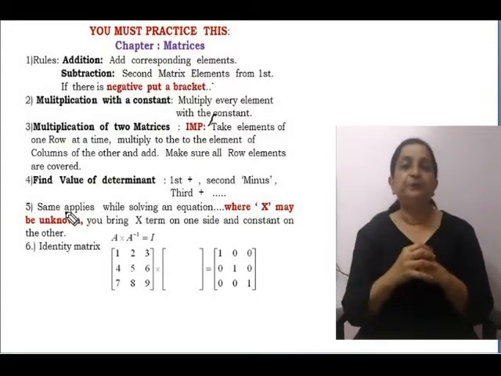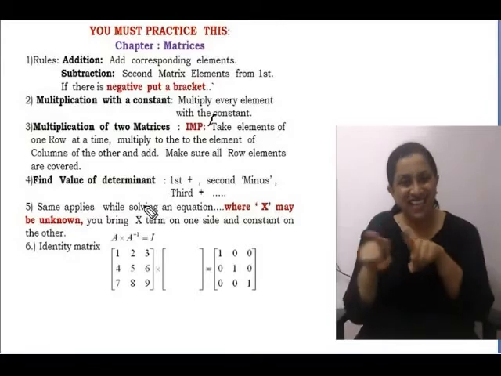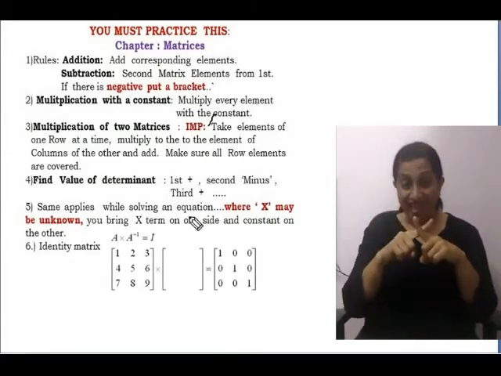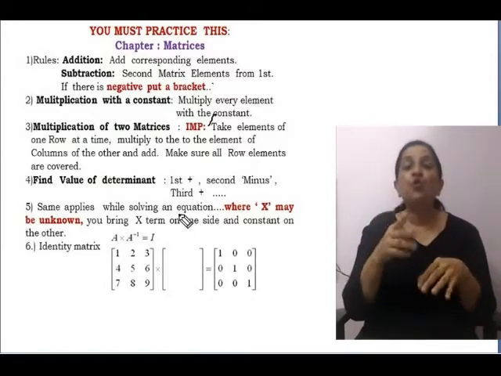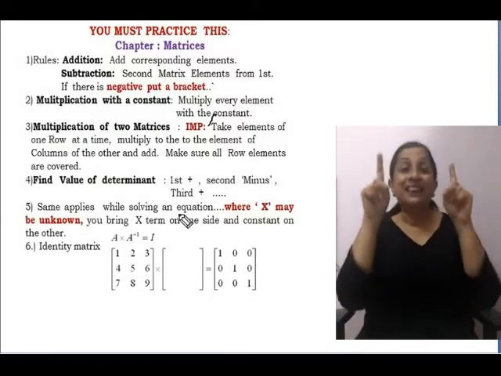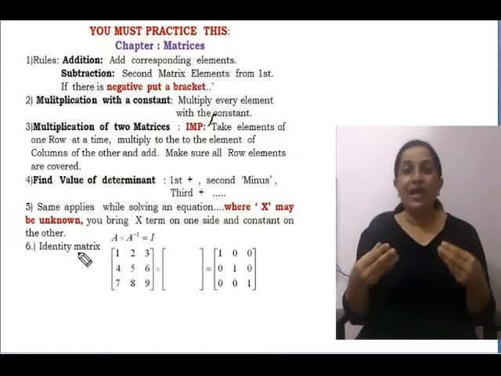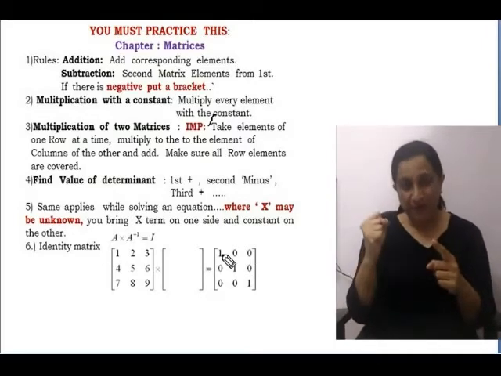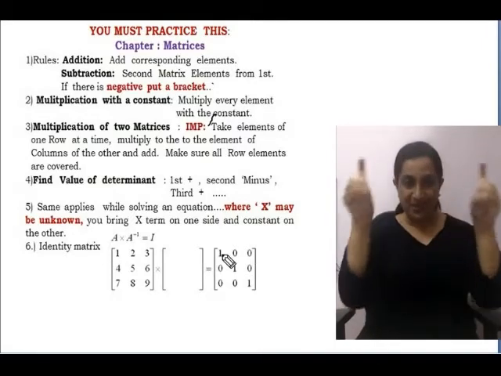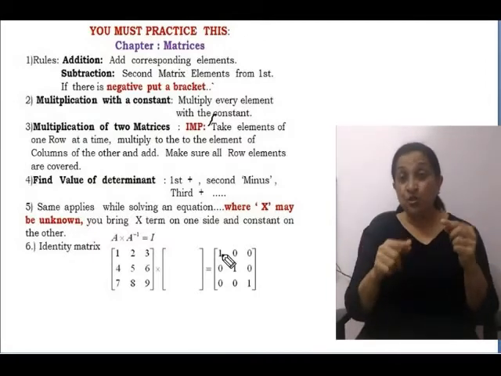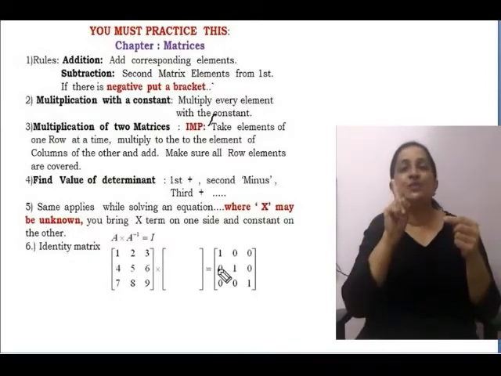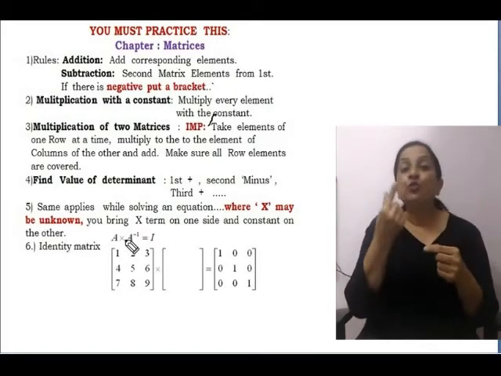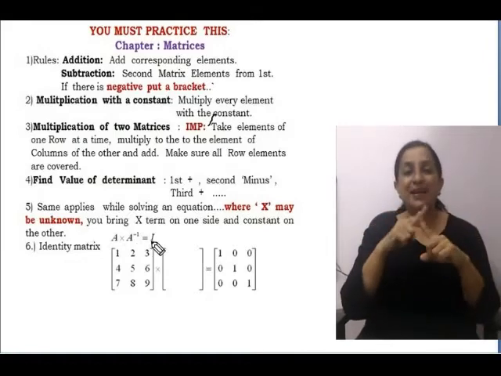Then the same applies. There are some problems where unknown x is given and you are asked to solve the equation. You have to solve the determinant and then find the value. There could be an identity matrix, which is defined by a matrix where diagonal elements are 1, 1, 1, and the rest of the elements are 0. You have to apply the formula A into A inverse is equal to I.